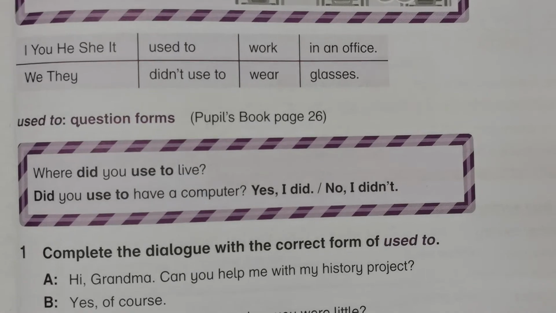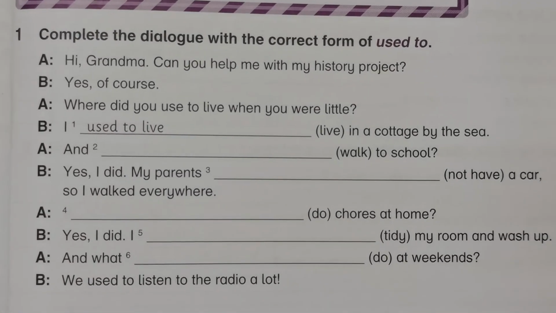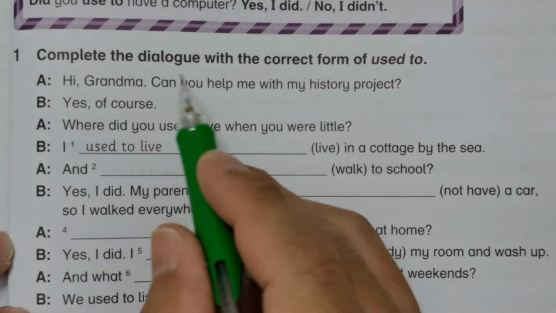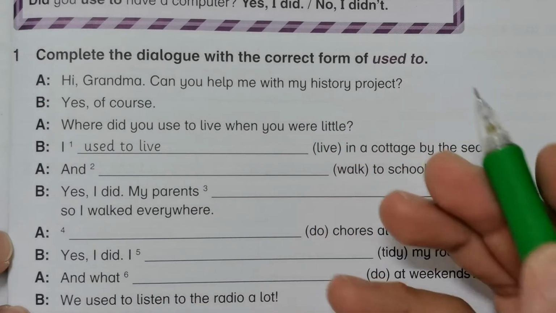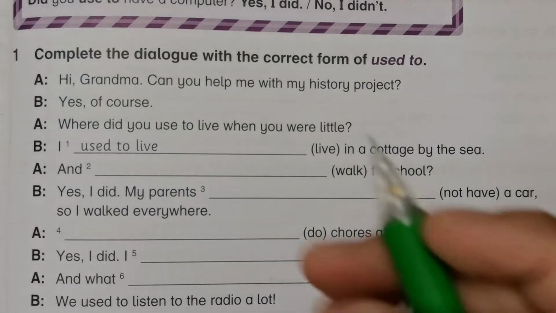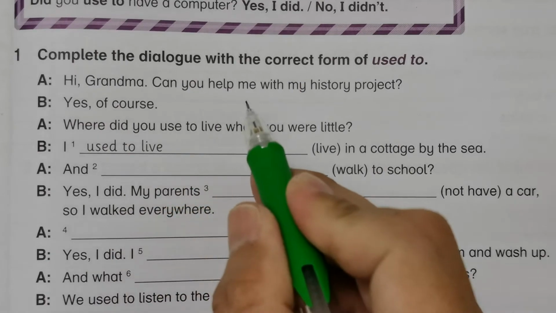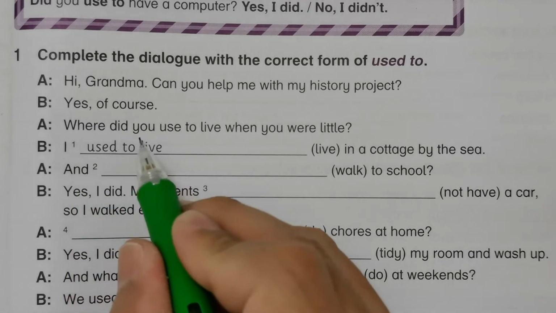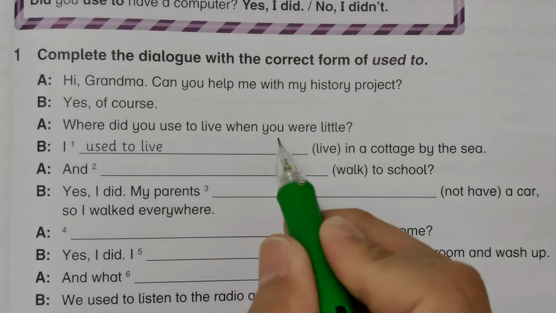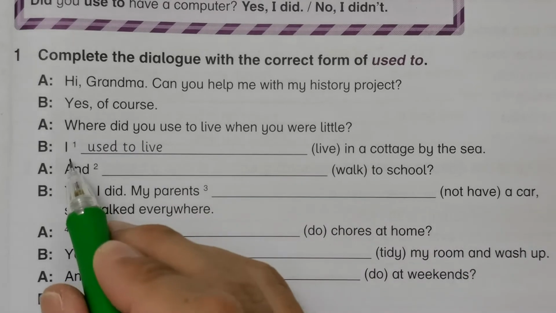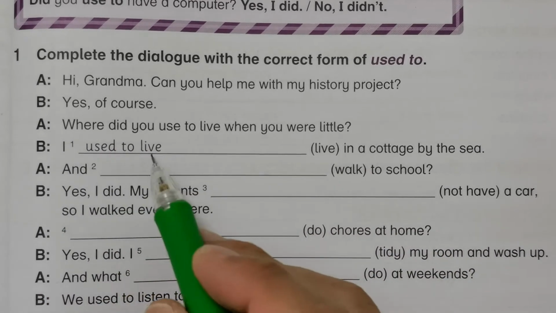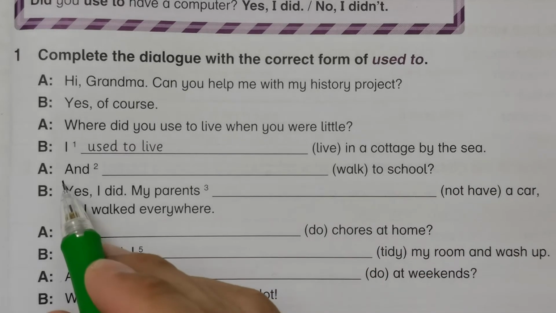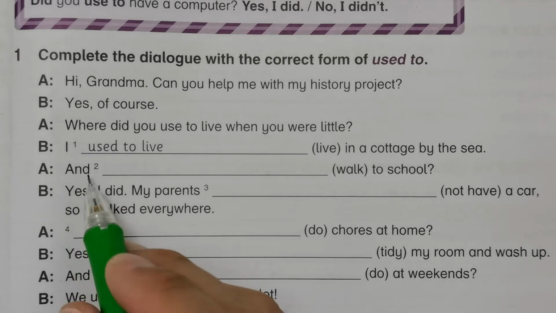So we go to Activity 1 here. Complete the dialogue with the correct form of 'used to'. So A: Hi grandma, can you help me with my history project? B: Yes, of course. Where did you used to live when you were little? A: I used to live in a cottage by the sea. And then the question form again.